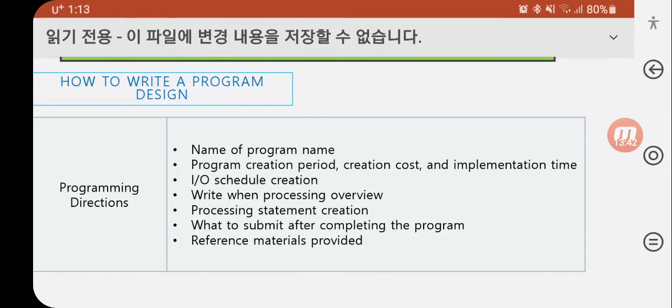Programming directions. Name of program name. Program creation period, creation cost, and implementation time. I/O schedule creation. Processing overview, processing statement creation, what to submit after completing the program, reference materials provided.